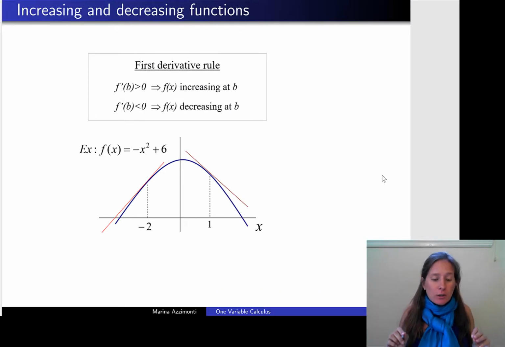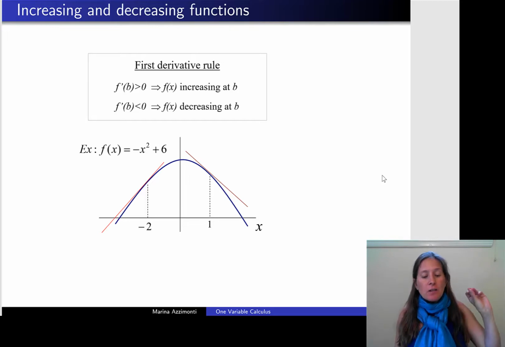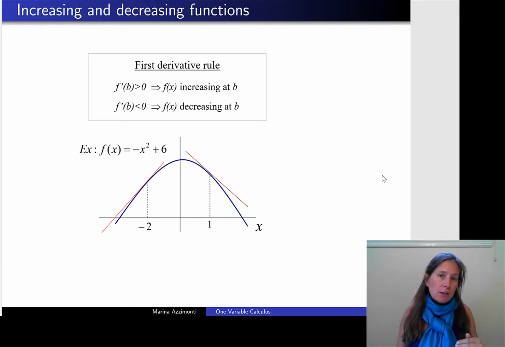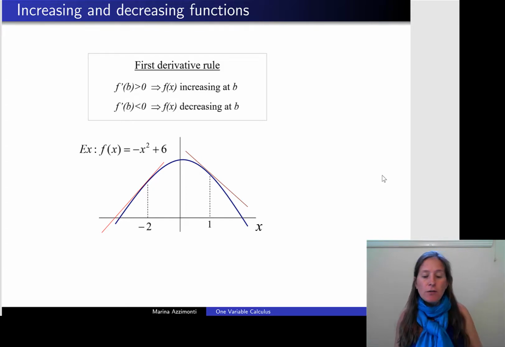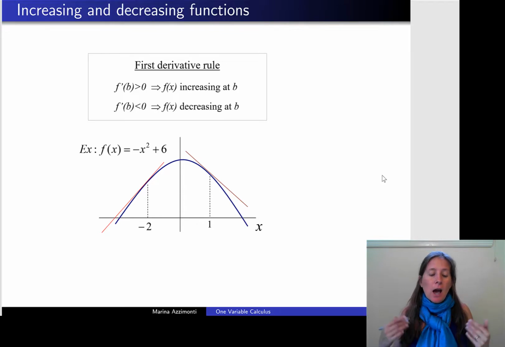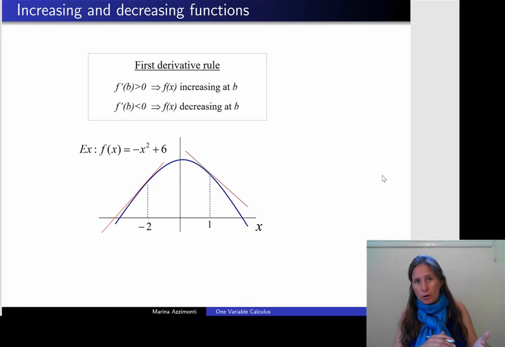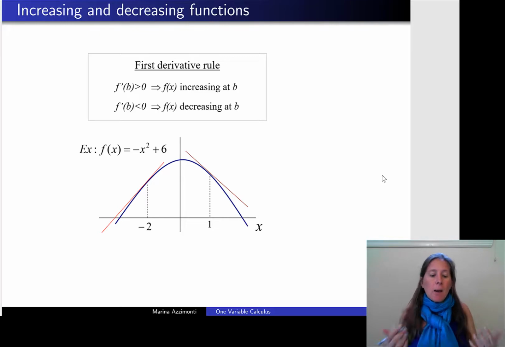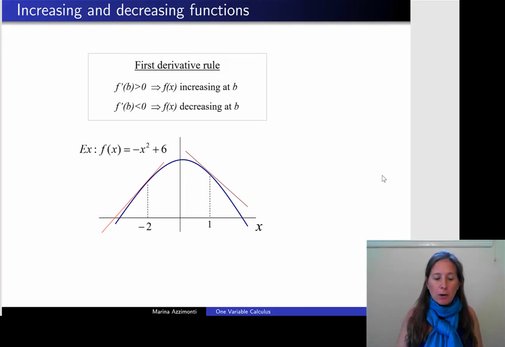Basically, take a point in a graph. If the derivative of a function evaluated at that point is positive, then your function is going to be increasing. If the derivative at that point is negative, then your function is going to be decreasing. And notice that we are defining this at a specific point. So here I have an example where the derivative is not always positive or negative. It can change signs, but we can determine whether it's increasing or decreasing at particular points.